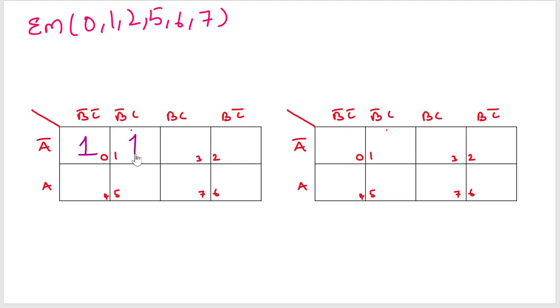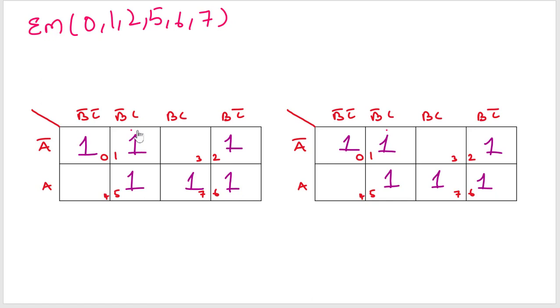0 is 1, 1 is 1, 2 is 1, 5 is 1, 6 is 1, and 7 is 1. We'll try to fill the same here. 1 here, 1 here, 1 here, 1 here, and 1. Okay. I'll try to form the pairs and quads. Quad is not possible, only pairs are possible.